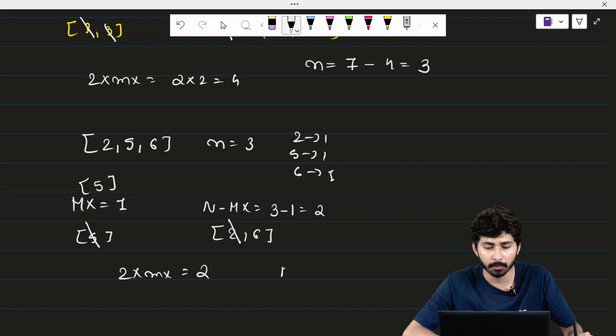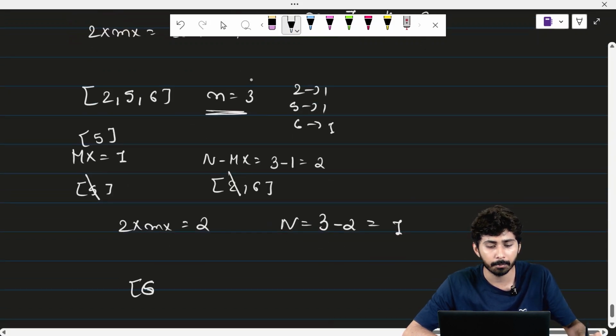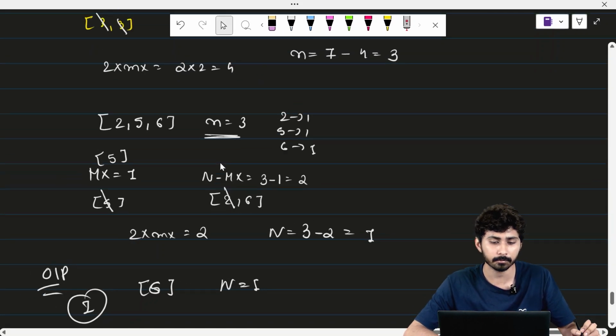So now n was what? N was equivalent to, earlier it was 3. Now it is 3 minus 2, which is equivalent to 1. And here you can see one element will be unpaired and the size of the array is 1. And in the odd case you came to know that the output is 1.